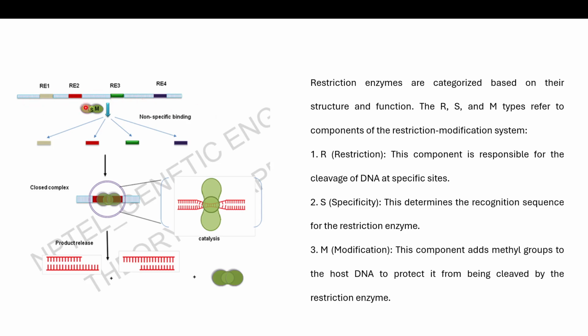This is what is shown here. Suppose there are multiple restriction sites present here, and this particular enzyme complex has come. It will first scan. It won't really bind. First it will scan for the specific sequence of nucleotides and then bind at the specific site. While scanning along the length, there will be non-specific binding. But once it reaches its exact recognition site or recognition sequence, then there will be specific binding. It will bind tightly at that place.